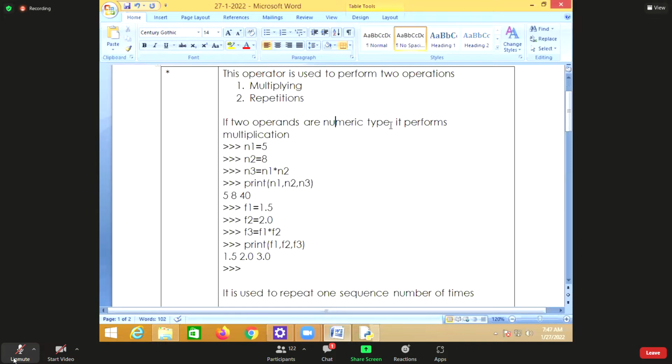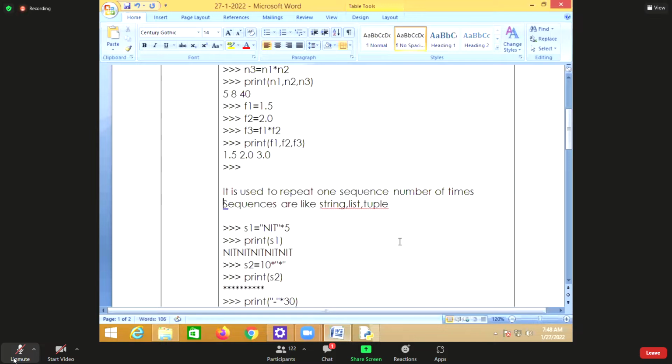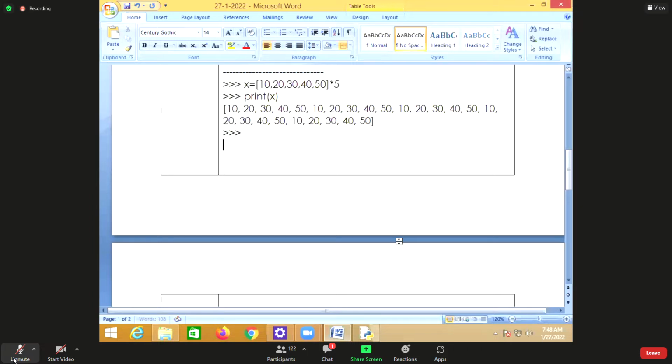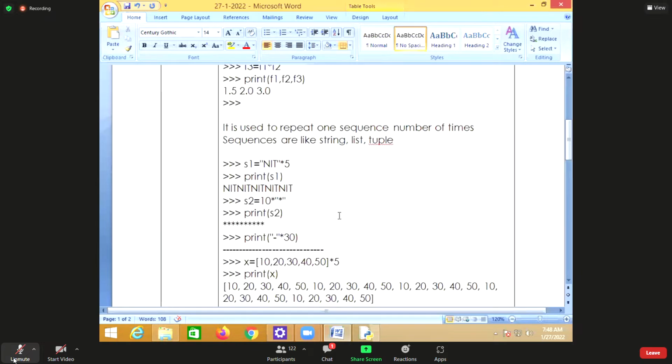If 2 operands are numeric type, it performs multiplication. And it is also used to repeat one sequence number of times. Sequences are string, list, tuple. If you want to repeat a sequence number of times, you can do it by using the star operator, which is called multiplication.